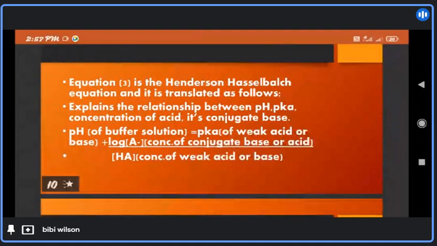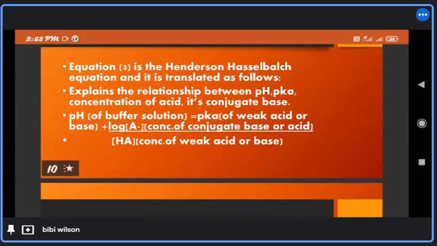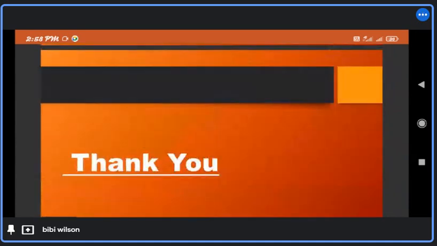This equation 3 is the Henderson-Hasselbalch equation. It explains the relationship between pH, pKa, and the concentration of acid and its conjugate base. We can summarize this equation as: pH of the buffer solution equals pKa of the weak acid or base plus log of the concentration of the conjugate base or acid divided by the concentration of the weak acid or base. Okay, thank you. The topic is over.